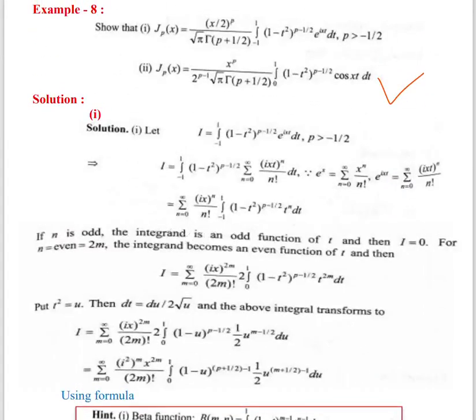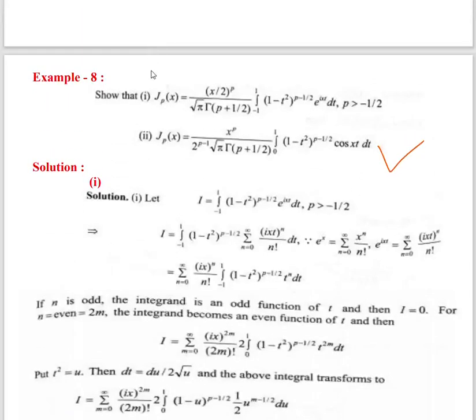Let us consider solution number 1. We will solve case number 1 first. Let us consider this term as I. I equal to integral minus 1 to 1 (1 minus t square) to the power p minus 1 by 2, and this is multiplied by e raised to power i x t.